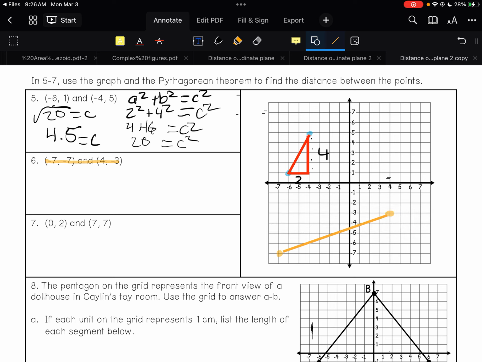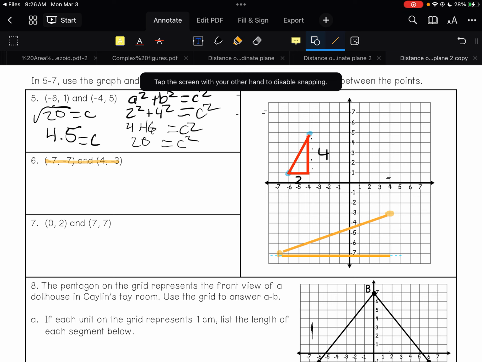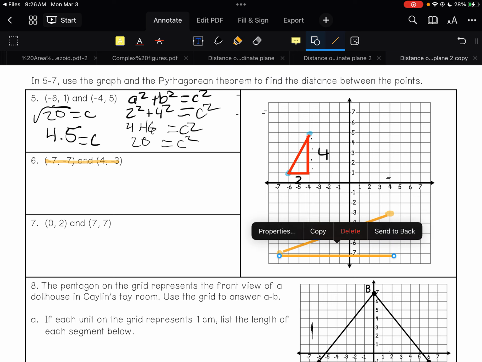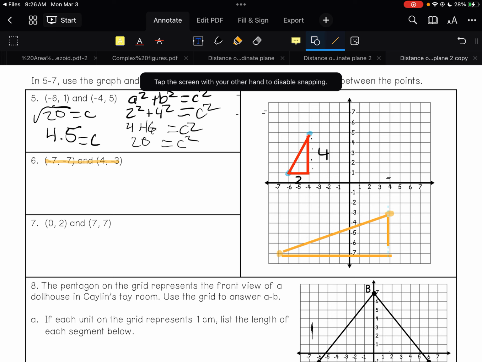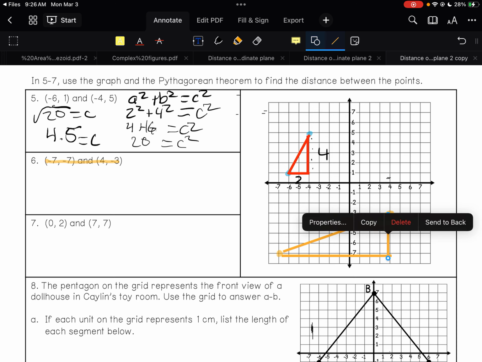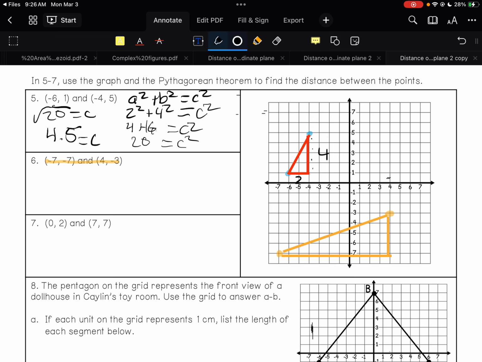So I'm going to find that distance there. By doing that, I'm going to go like this and make a right triangle. Now I have the distance here is 1, 2, 3, 4. The distance here is 1, 2, 3, 4, 5, 6, 7, 8, 9, 10, 11.